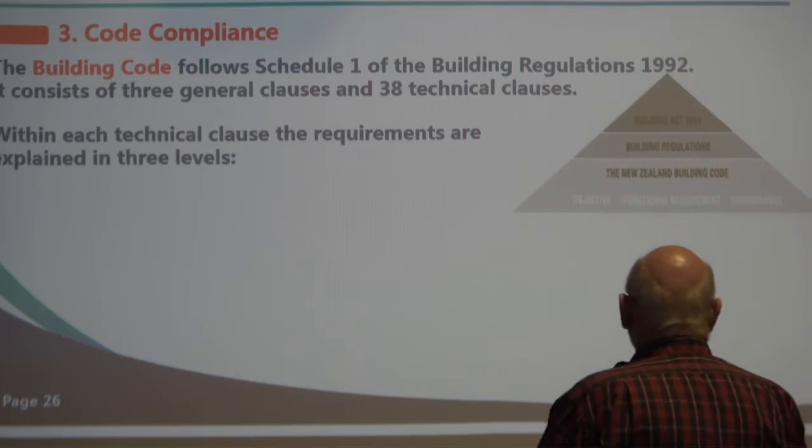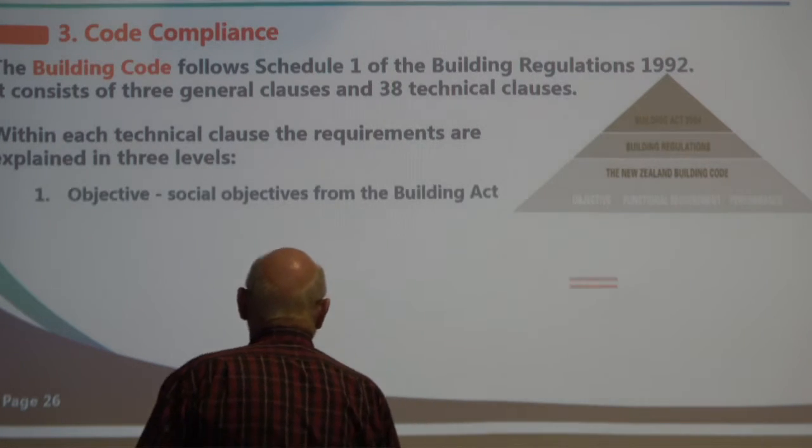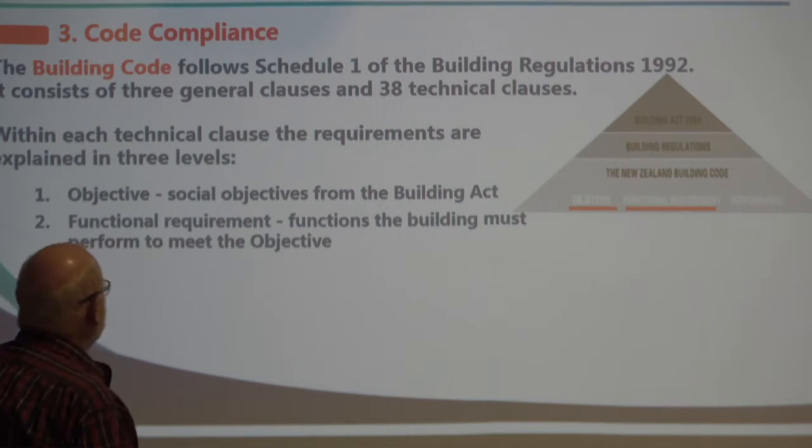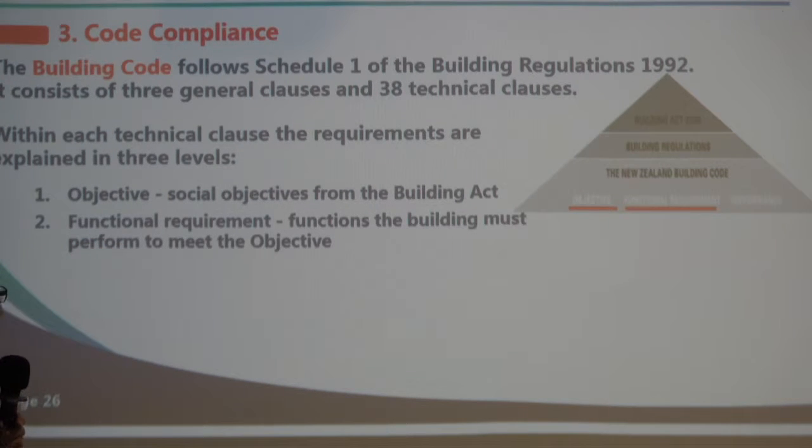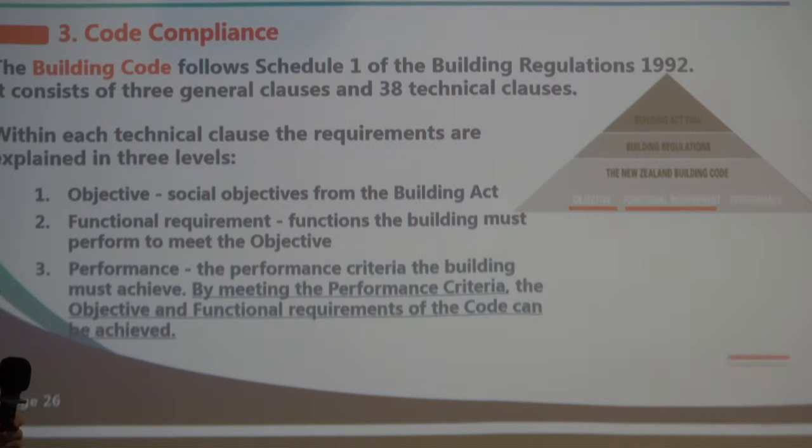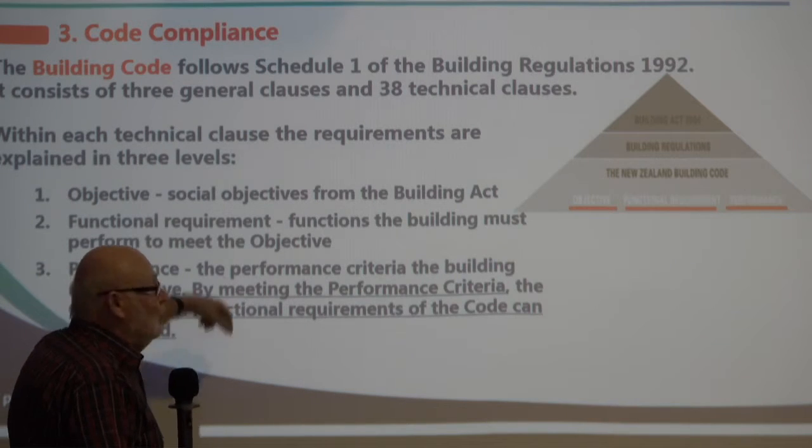With each technical clause, requirements are explained in 3 levels, which are just what I've just said. Objective, the social objectives of the Building Act; the functional requirements, what functions the building must perform; and the performance criteria that must be achieved. By meeting the performance criteria, all the others are met.